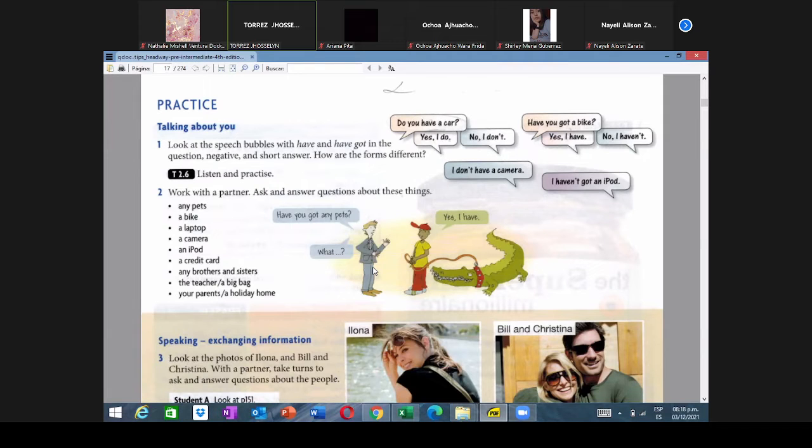Look at here, we have another. Have you got any pets? Is the question, right? Oh, yes, I have. And also another question that we have to write here. If you want to add another question, you can. As the idea is to practice, okay? If you want to use that kind of question, you can. Okay, so let's start with Torres Diana.